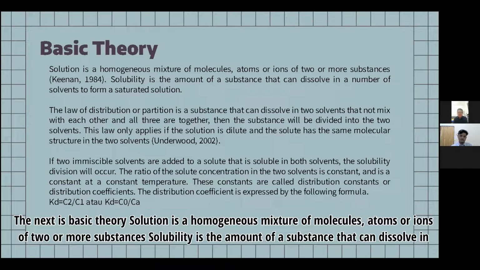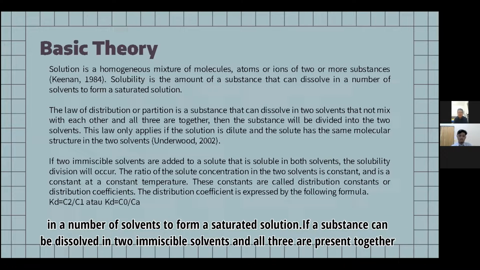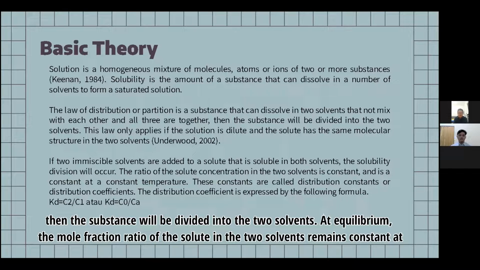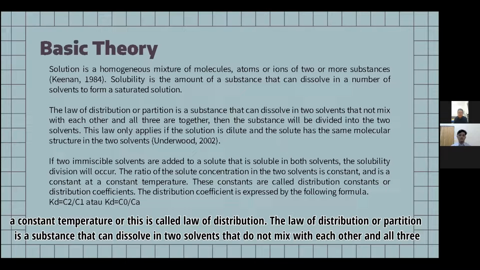A solution is a homogeneous mixture of molecules, atoms, or ions of two or more substances. Solubility is the amount of a substance that can dissolve in a number of solvents to form a saturated solution. If a substance can dissolve in two immiscible solvents and all three are present together, then the substance will be divided into the two solvents, and at equilibrium, the mole fraction ratio of the solute in the two solvents remains constant at a constant temperature, or this is called the law of distribution.